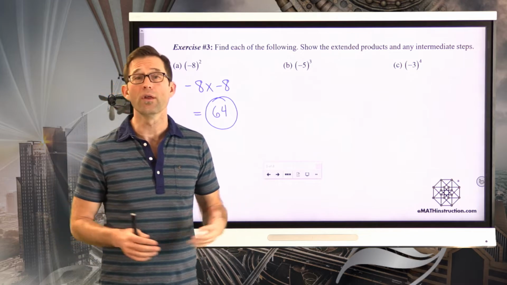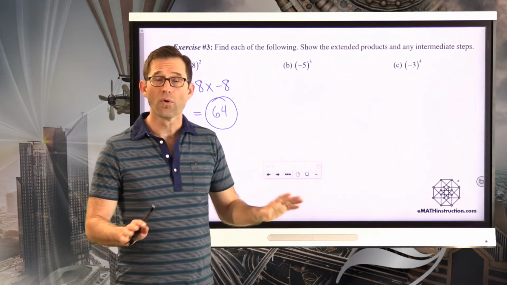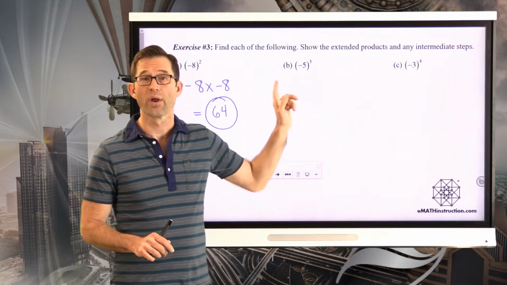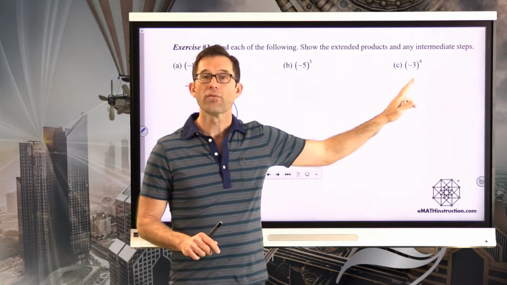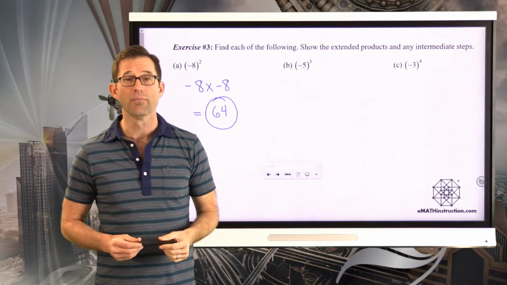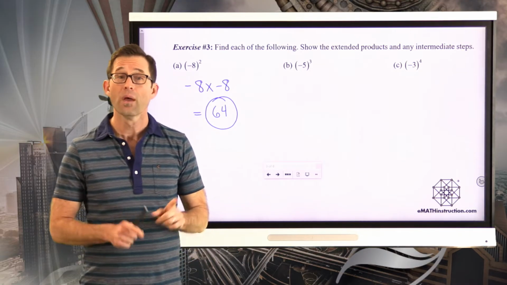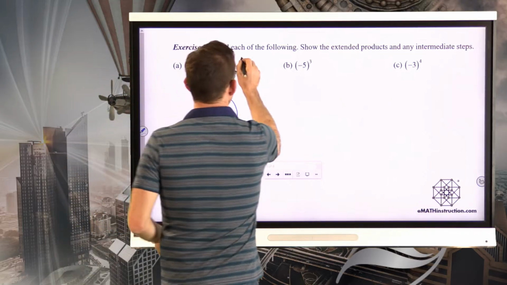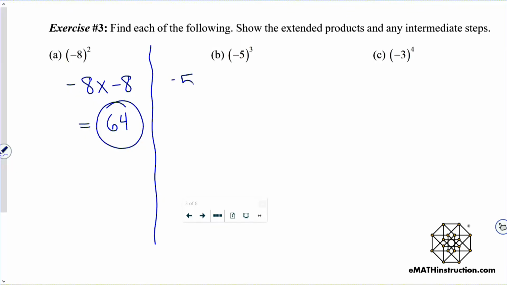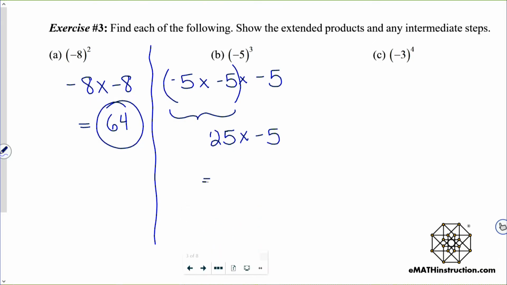Now again, we're going to work through the intermediate steps, but negative 5 to the 3rd ultimately should come out to be a negative answer because we're raising a negative to an odd power, and negative 3 to the 4th should end up being a positive result because we're raising negative 3 to an even power. But again, let's take a look at why. Negative 5 to the 3rd, well, that's going to be negative 5 times negative 5 times negative 5. And if I group those first two negative 5s together, negative 5 times negative 5 is positive 25. And then positive 25 times negative 5 will be equal to a negative 125.